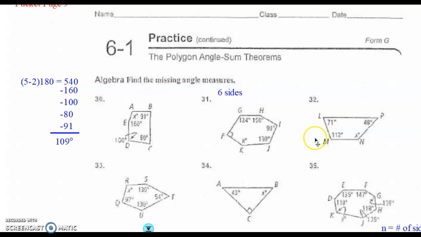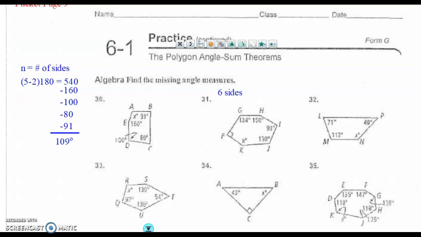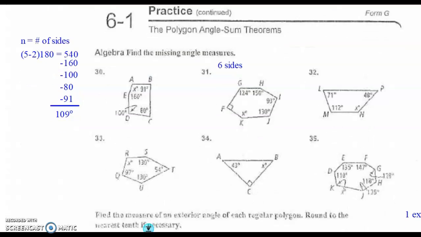Now, when you go on to the next couple problems, you have to remember this is 6 sides. And again, n minus 2 times 180, n stands for the number of sides. So anyway, this guy has 6, this guy has 4, just find the missing angle.